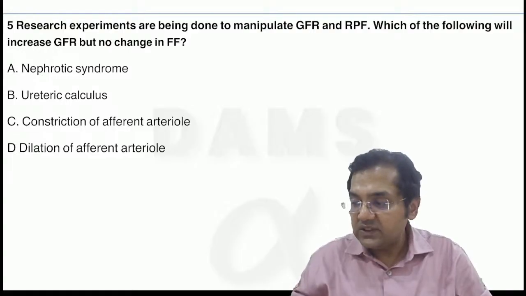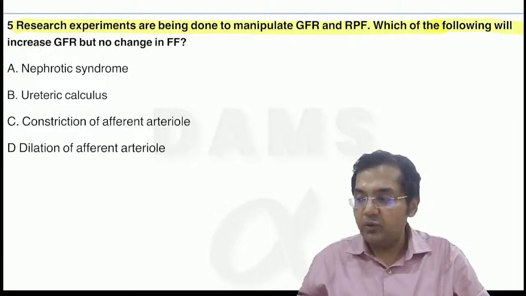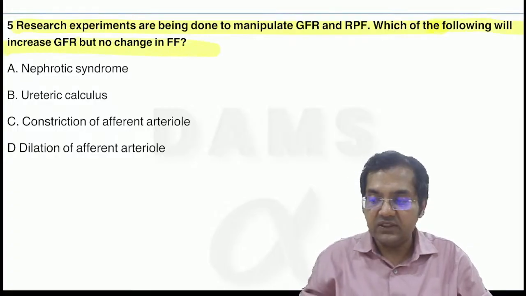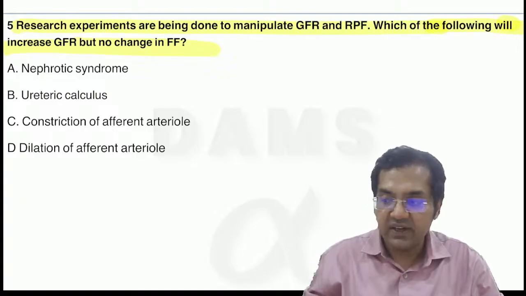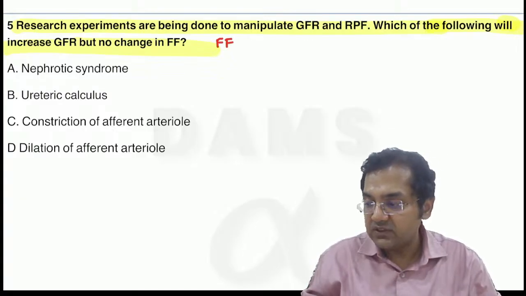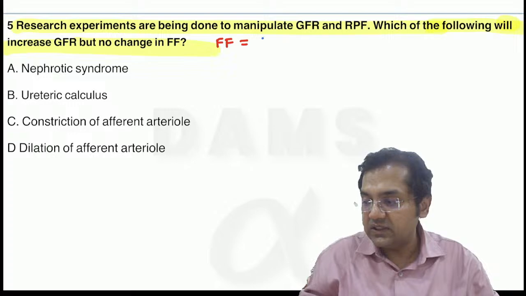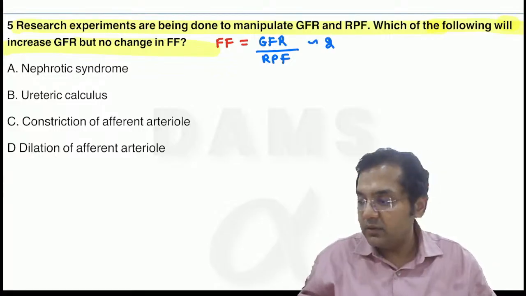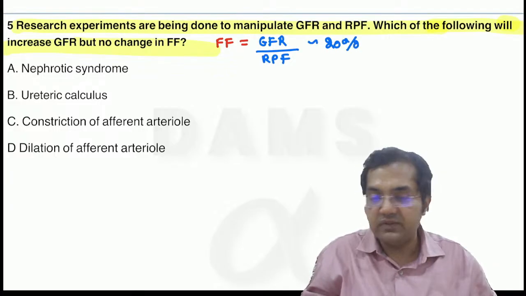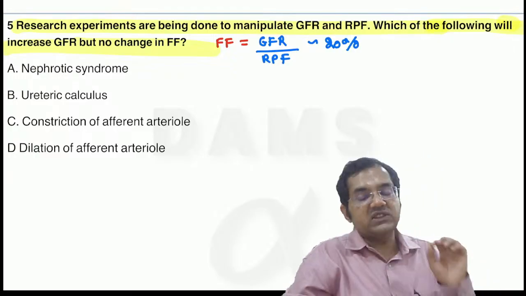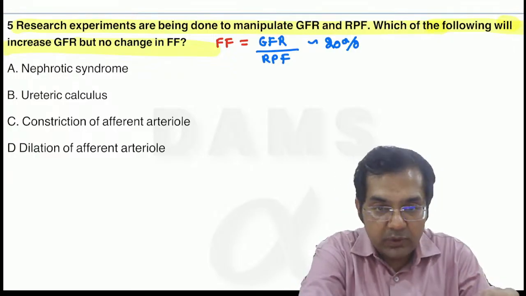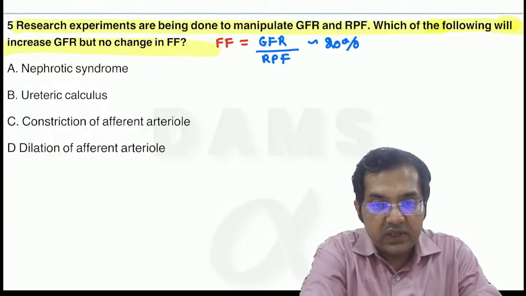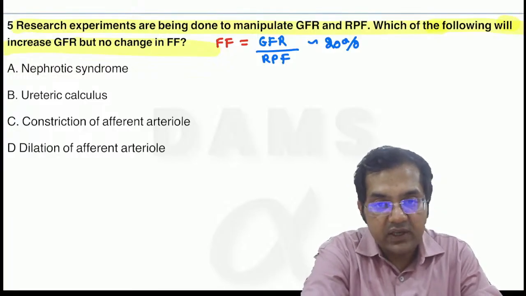Research experiments are being done to manipulate GFR and renal plasma flow. Which of the following will increase the GFR but no change in filtration fraction? I think we all know what is filtration fraction. Filtration fraction is GFR upon renal plasma flow, right? It is maximum 20% or 16 to 20% fraction of the renal plasma flow that is filtered across the glomerular capillaries into the Bowman's capsule in 1 minute or per unit time.